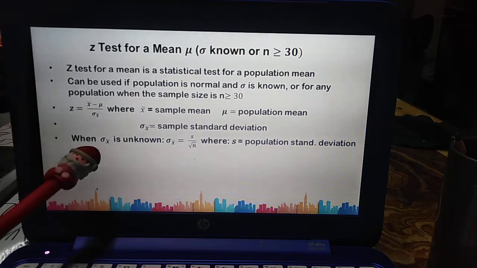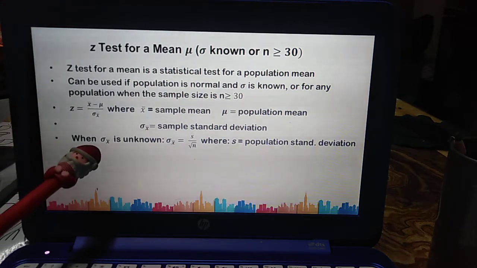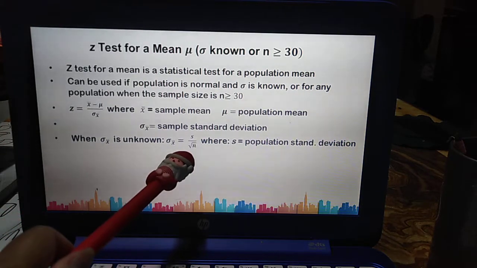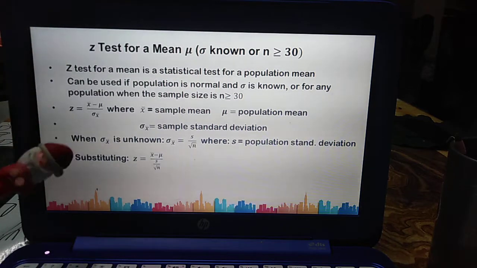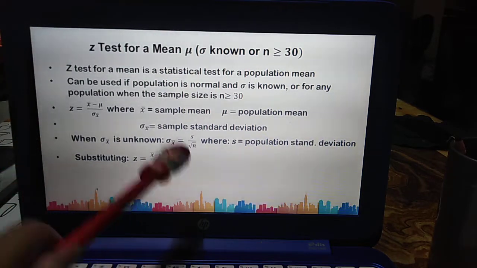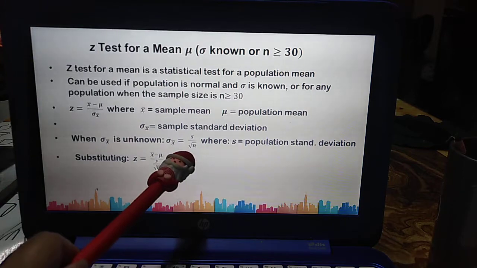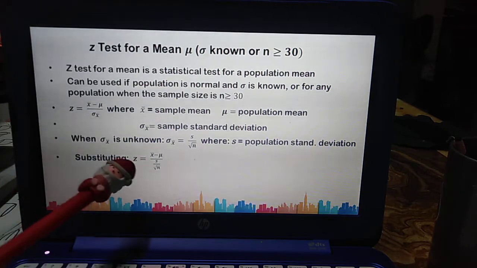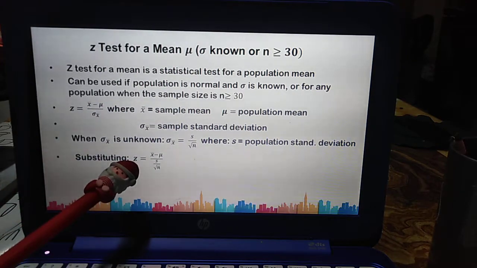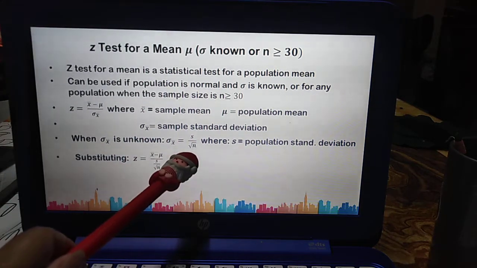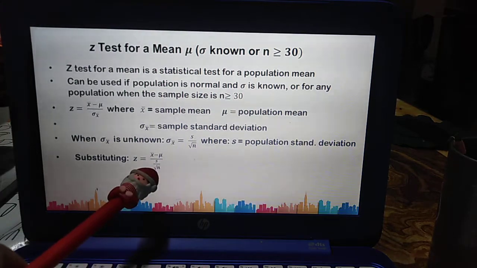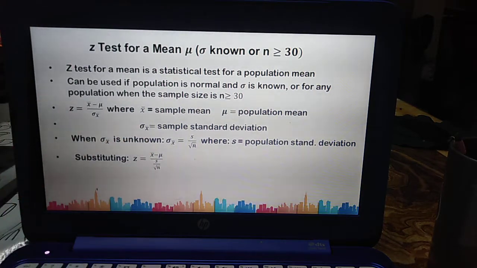However, if the sample standard deviation is not known, then we will use the formula: sample standard deviation is equal to the population standard deviation divided by the square root of the number of data. If we substitute this into that formula, C will now be equal to the sample mean minus the population mean all over the population standard deviation divided by the square root of the number of data.